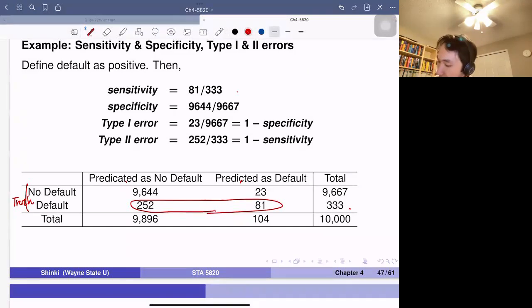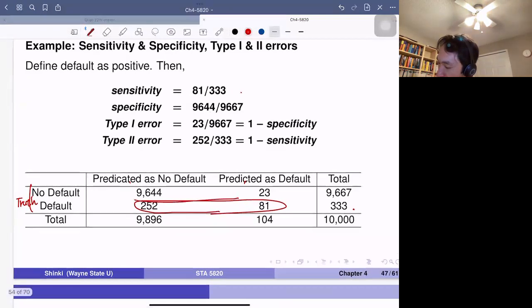And specificity, so if not in default, how many people are diagnosed as not in default? The 9,644. So specificity is pretty high. Now 9,644 over 9,667. So this is more than 99%, maybe 99.7%. And type 1 error, the other way around. So this is maybe only 0.3%, and the type 2 error maybe 75%.